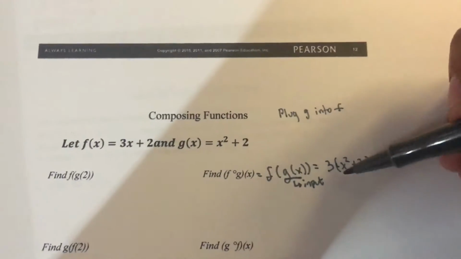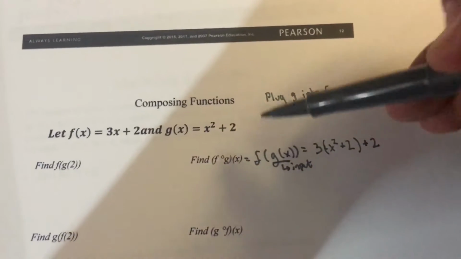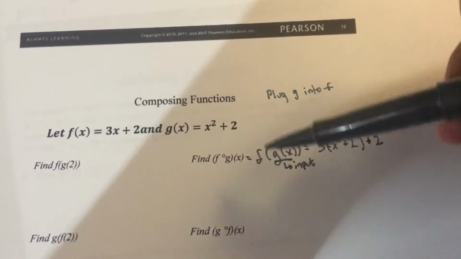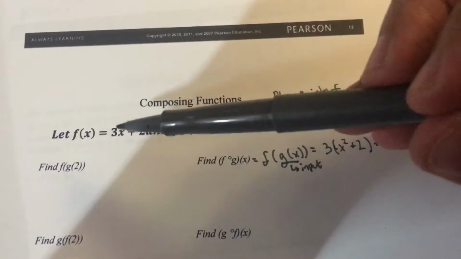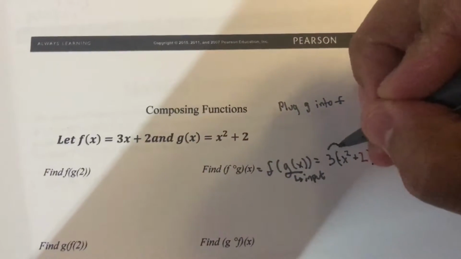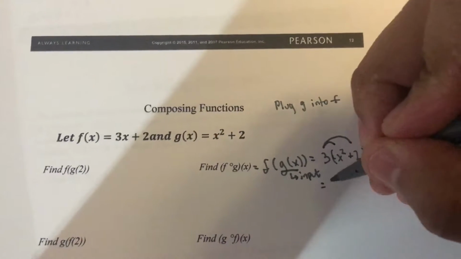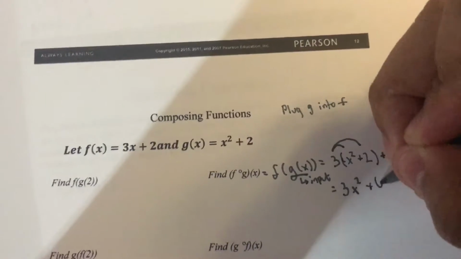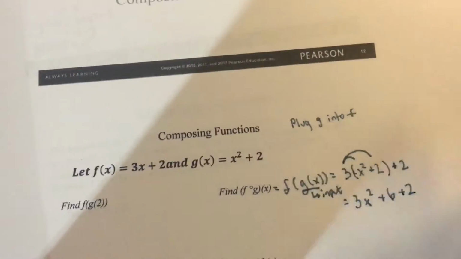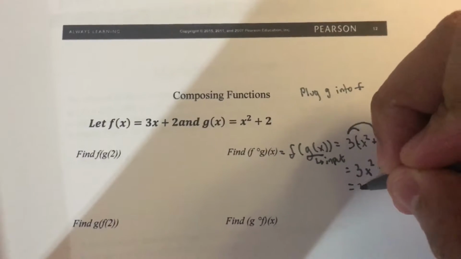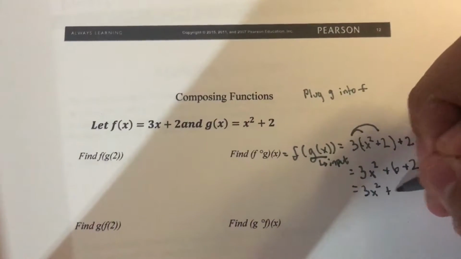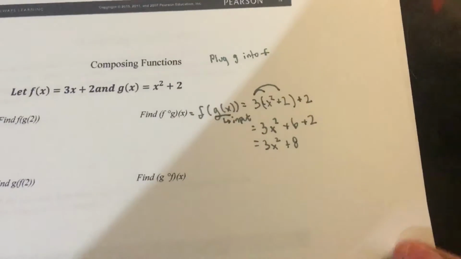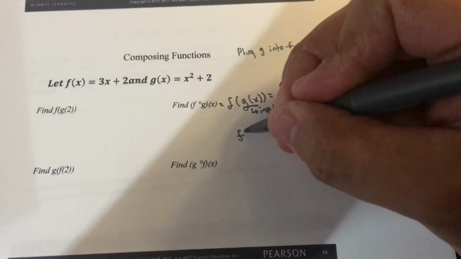Essentially, what I wrote here is the F equation, the outside, and I inputted the whole G equation for x. When I distribute, this becomes 3x squared plus 6, plus 2, which after I combine like terms is 3x squared plus 8. So my composition function is this right here.